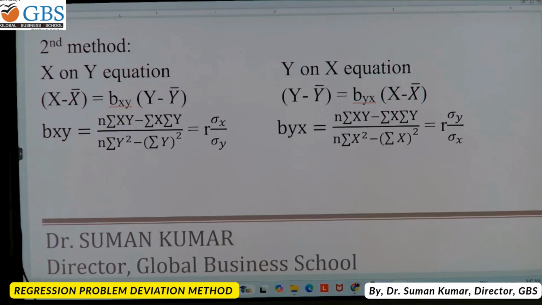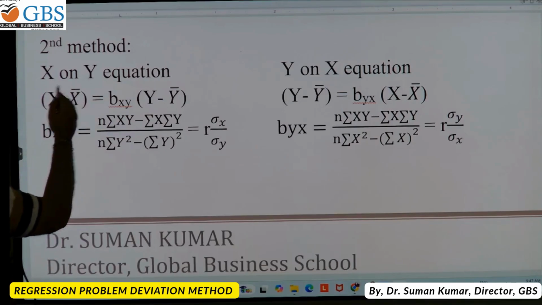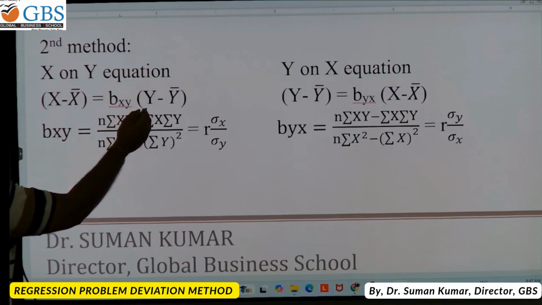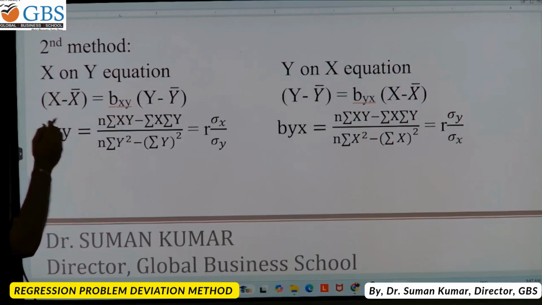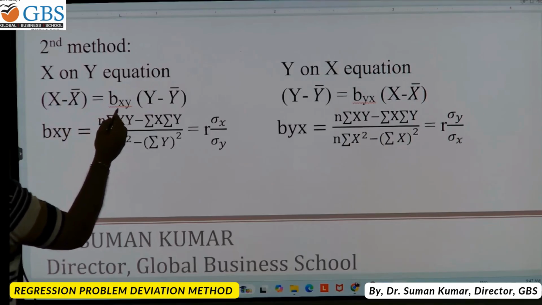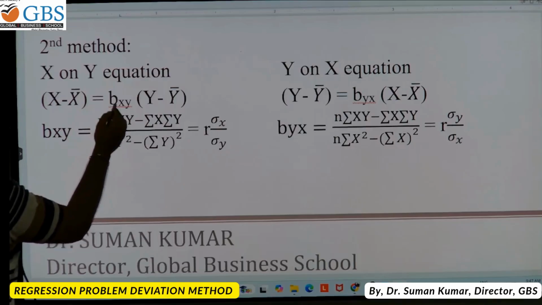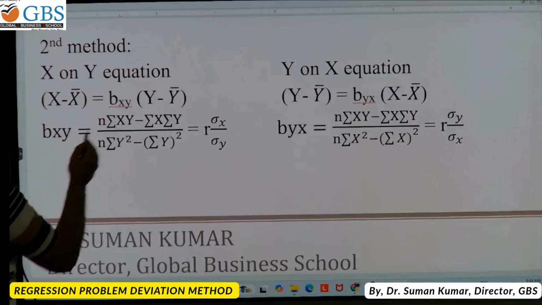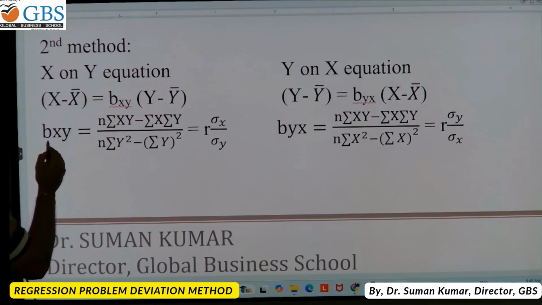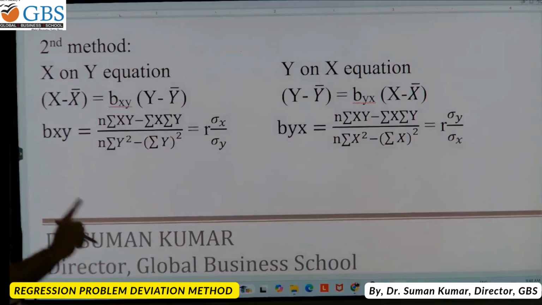To make you understand, x on y, this formula, is the deviation method from the mean. x minus x bar is equal to bxy, small letter suffix bxy, into y minus y bar. And how to find bxy? This is the formula. So bxy and byx are called regression coefficients. These two are called regression coefficients.